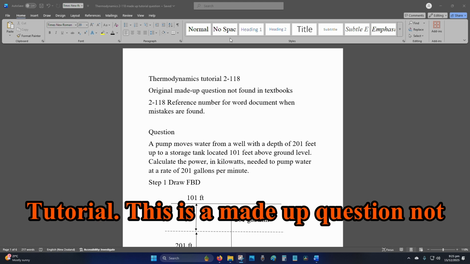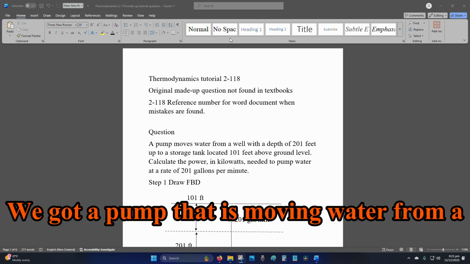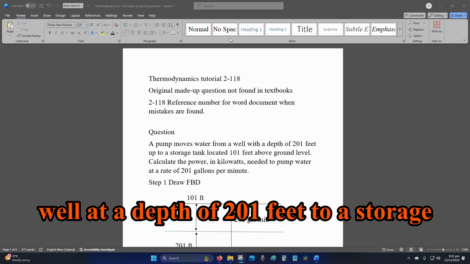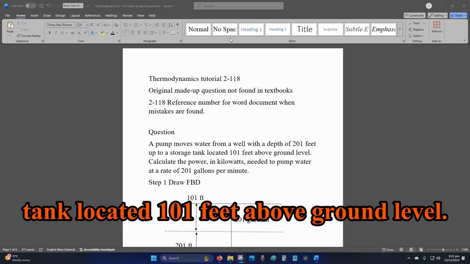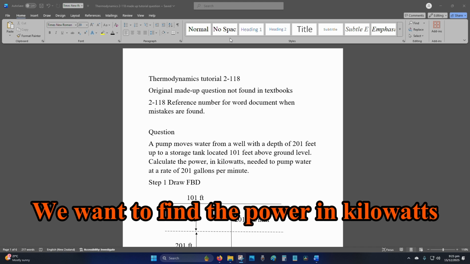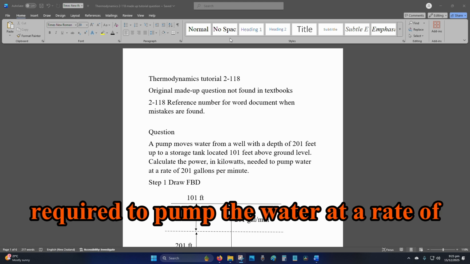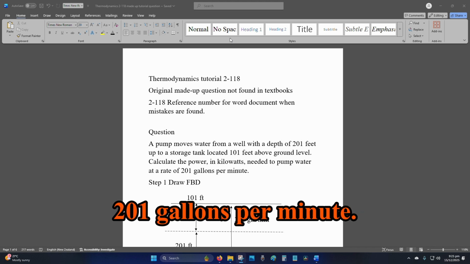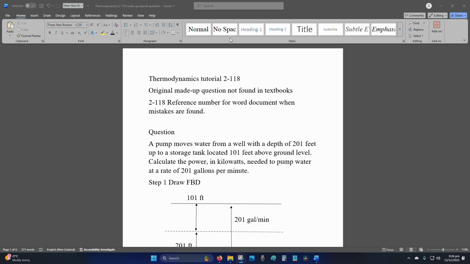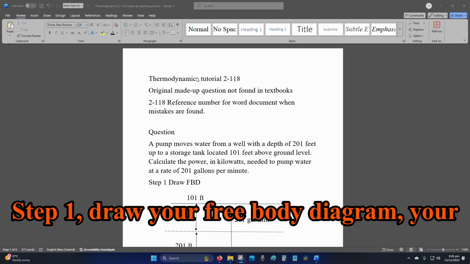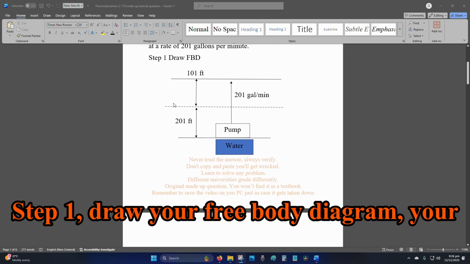This is a made-up question not found in your textbooks. We got a pump that is moving water from a well at a depth of 201 feet to a storage tank located 101 feet above ground level. We want to find the power in kilowatts required to pump the water at a rate of 201 gallons per minute. Step 1. Draw your free body diagram, your FBD.